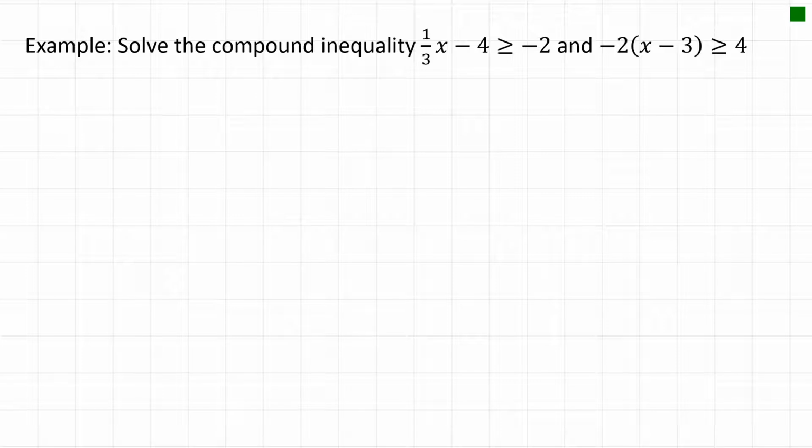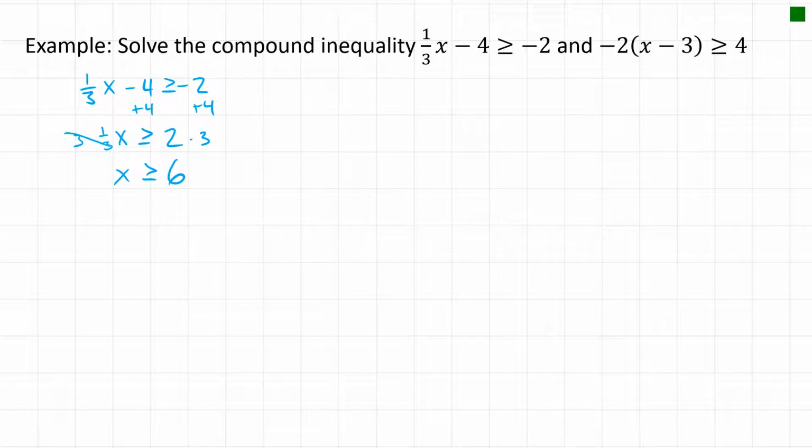And now here's one more example where we're going to see a different type of solution based on how those two compound inequalities interact. So to start with the one on the left, 1/3 x minus 4 is greater than or equal to -2. So we add 4. 1/3 x is greater than or equal to 2, times by 3 on each side. So we get x is greater than or equal to 6.